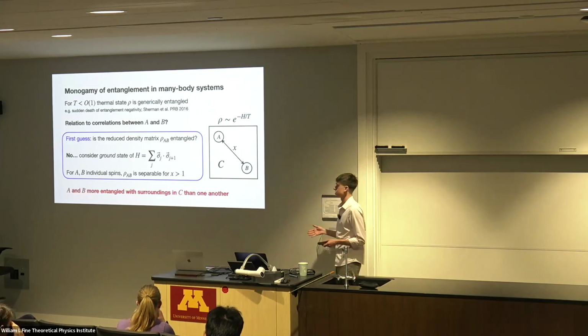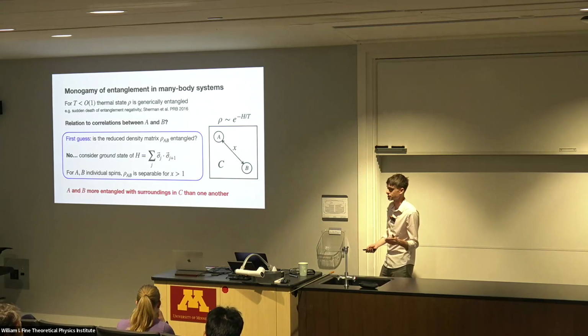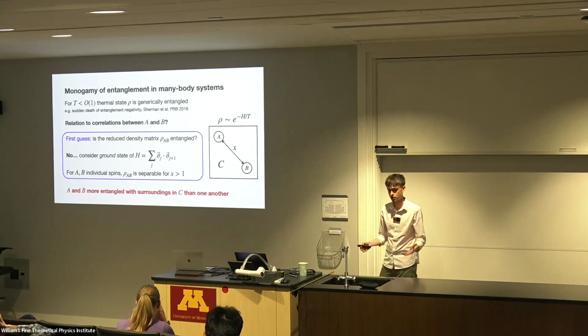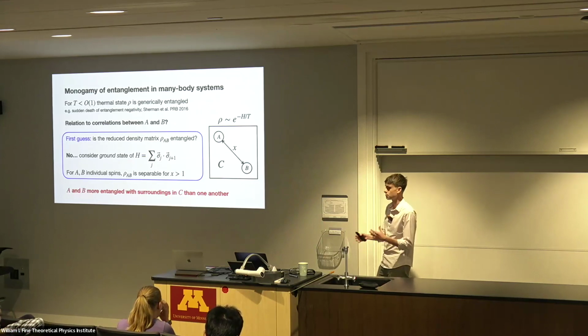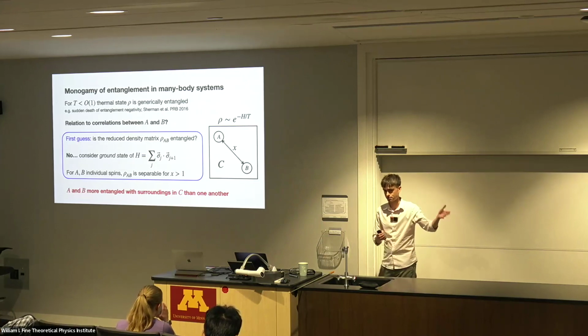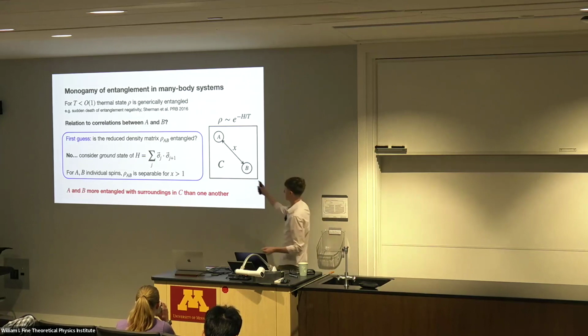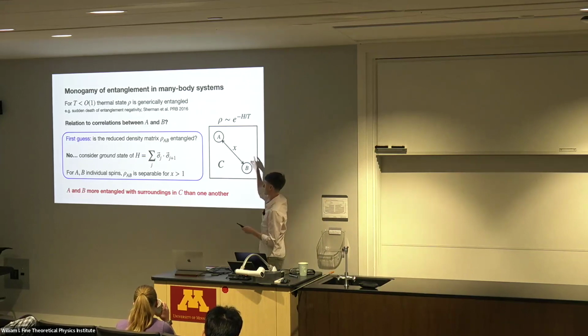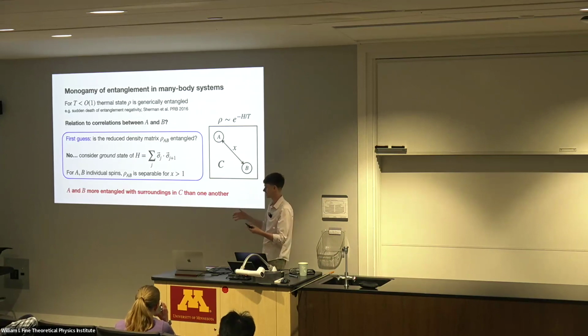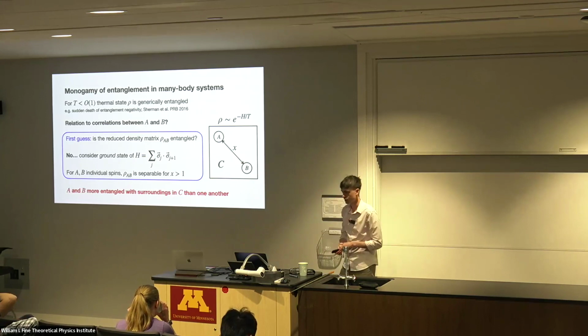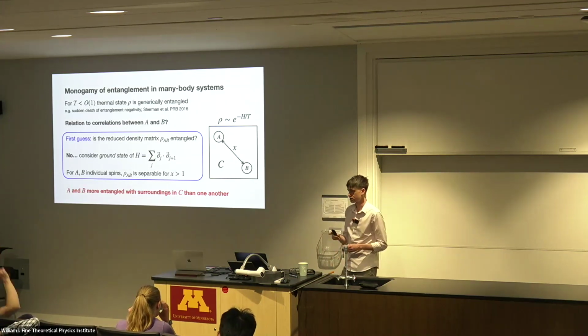The reason for this is pretty simple. In a locally interacting many-body quantum system, nearby degrees of freedom are more entangled with each other than they are with faraway degrees of freedom, okay? So A and B are just more entangled with what's going on around them in C than they are with each other. So they cannot be entangled with each other due to monogamy. Okay, any questions here? That's good.